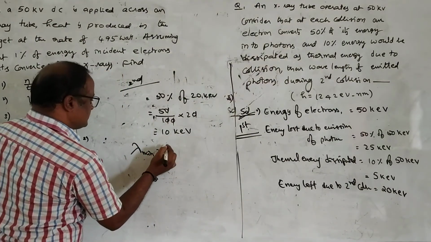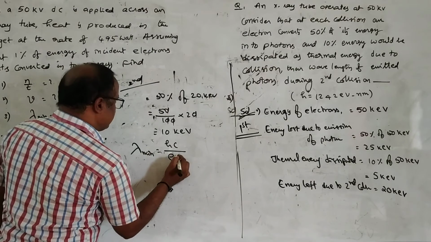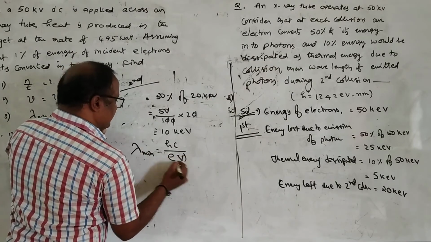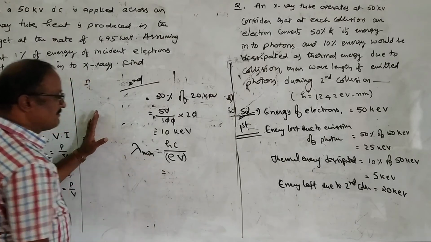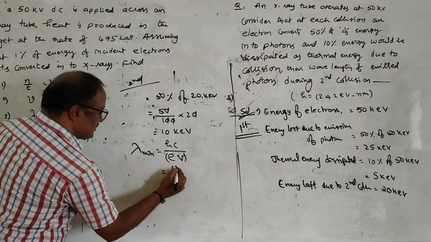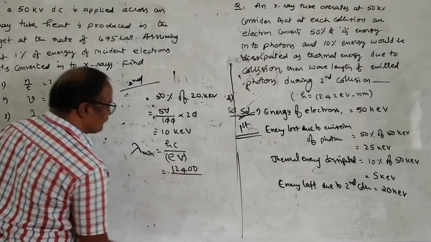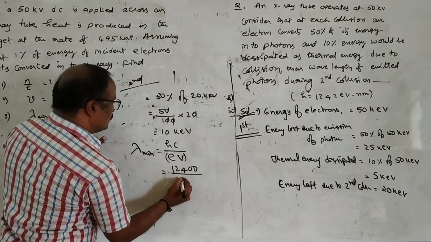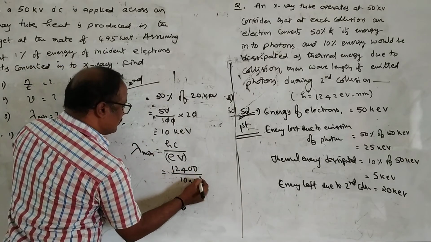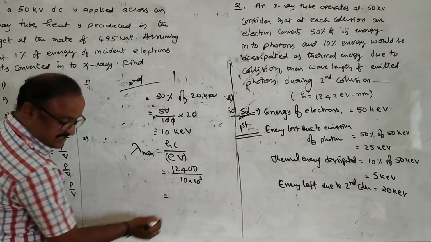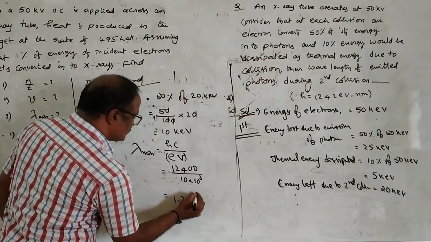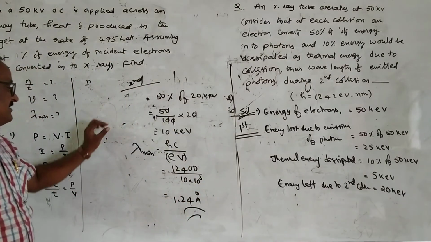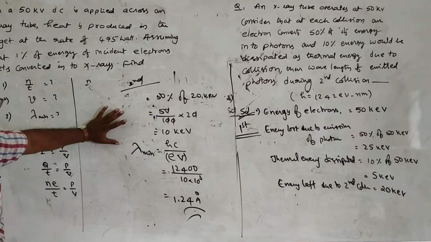The wavelength corresponding to this is given by hc by eV, where eV is your total energy. Here, what is this value? Lambda is equal to 12,400 by eV, and eV is equal to 10 into 10 cube electron volts. It is nearly equal to 1.24 angstrom units. It is the wavelength of the corresponding X-ray photon during the second collision.